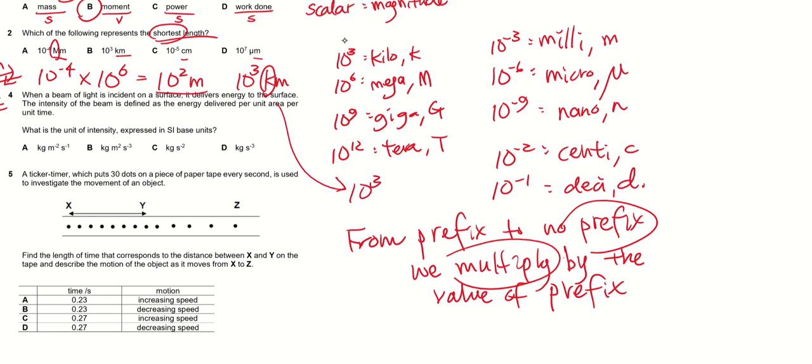10 to the power of 3, I multiply by the value of the prefix, which is 10 to the power of 3 as well. So I will get 10 to the power of 6 meters. My prefix is gone. I'm just left with the unit, right? Because I multiplied by the value of the prefix.